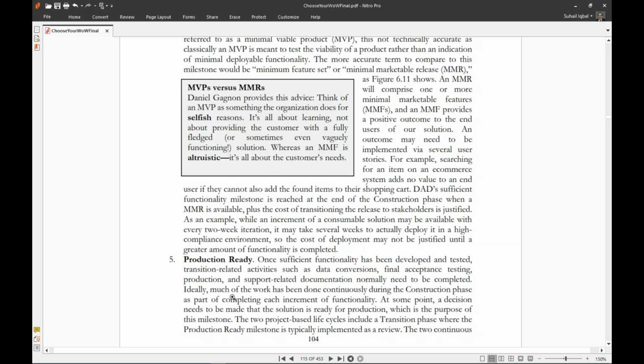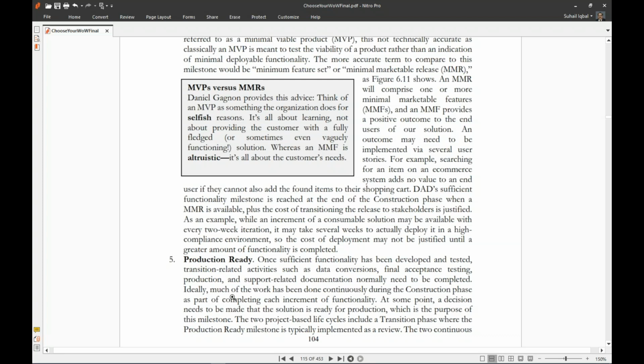As an example, while an increment of a consumable solution may be available with every 2-week iteration, it may take several weeks to actually deploy it in a high-compliance environment. So the cost of deployment may not be justified until a greater amount of functionality is completed.